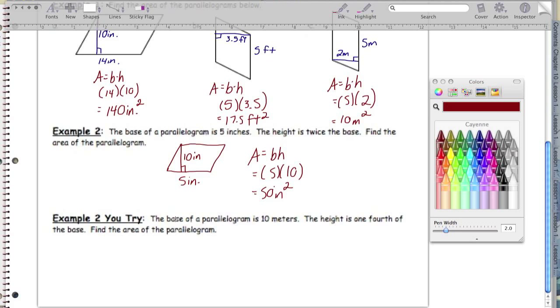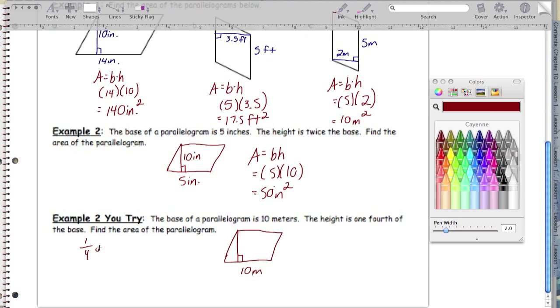Example 2, you try. The base of a parallelogram is 10 meters. The height is 1/4 of the base. Find the area of the parallelogram. So I'm going to sketch out a parallelogram just so I can see it. It's always good to see what you're doing. The base is 10 meters. Now it tells us that the height is 1/4 of the base.